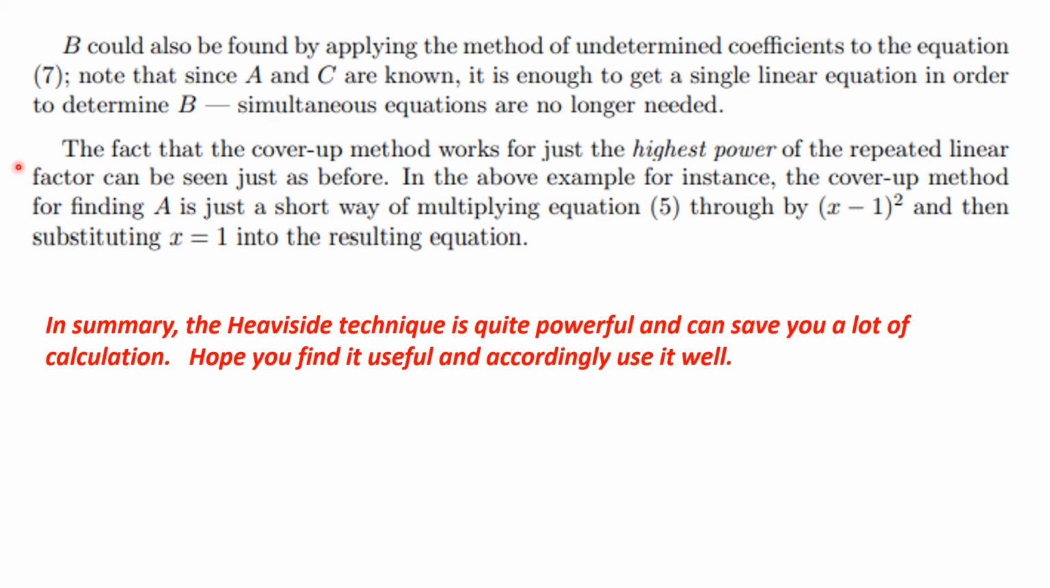The fact that the cover-up method works for just the highest power can be seen exactly as before. In the above example, the cover-up method for finding A is just a short way of multiplying all the way through by (x minus 1) squared and then substituting x equal 1 in the resulting equation. In summary, the Heaviside technique is quite powerful and can save you a lot of time in calculation. Hope you find it useful and accordingly use it well.